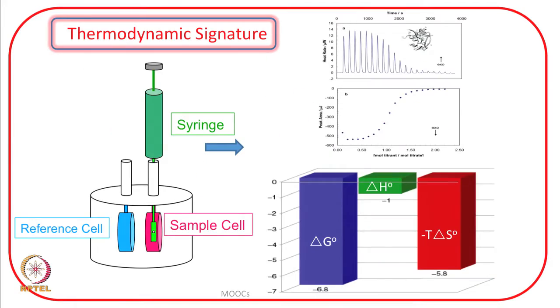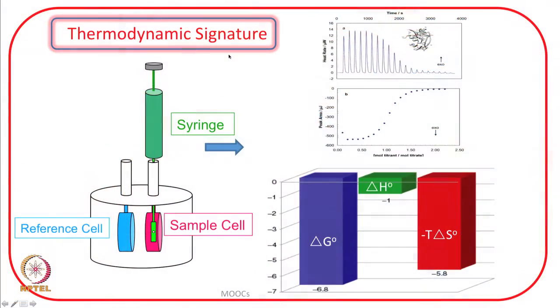Now, once again, if I highlight the slide on thermodynamic signature, delta H naught and delta S naught are the two contributions to delta G naught. Overall affinity is reflected in terms of delta G naught, and which can be discussed either in terms of delta H naught or delta S naught or both.